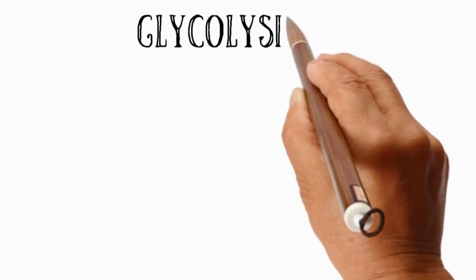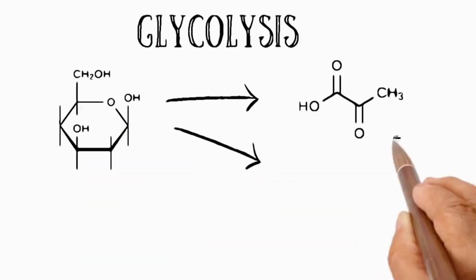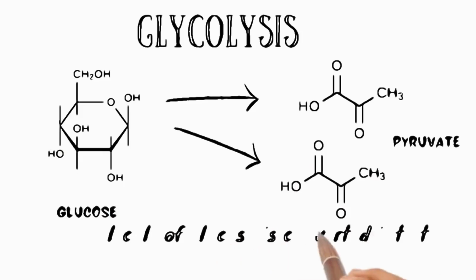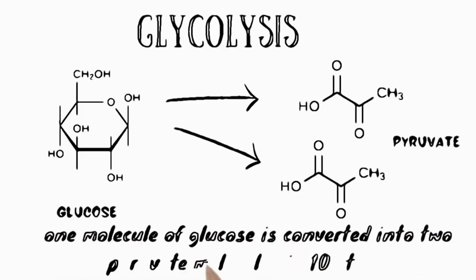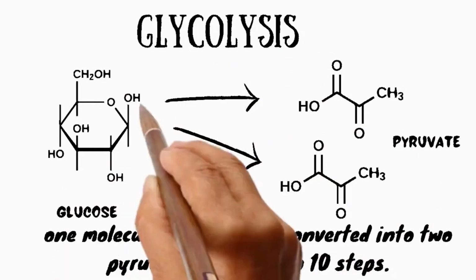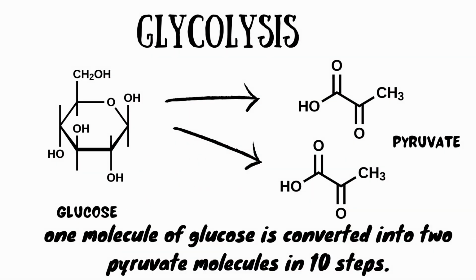Glycolysis is the first step in the process of creating energy. In this first step, glucose, which is a 6-carbon sugar, is cut down in half. So we start with 6 carbons and we end up with 2 molecules that have 3 carbons each. And this process happens over 10 steps, which again, I won't get into.